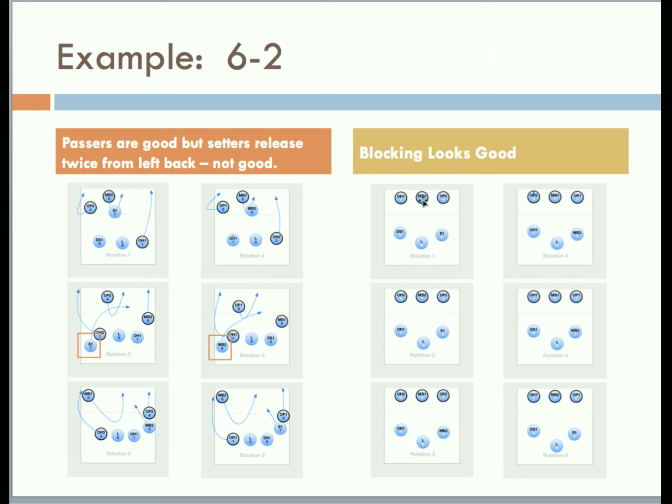The blocking side is definitely good, so we have tall players in the front at all times and our tall middles over the middle. However, on the receive side, there's one problem. While the receivers are good, the setter has to release from the left back position, and we can't really move these players forward because this outside hitter is a primary passer, so we need to fix this.